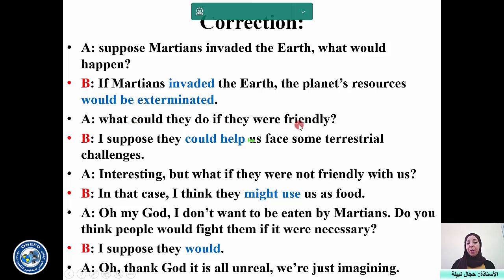What could they do if they were friendly? I suppose they could help us face some terrestrial challenges. Interesting, but what if they were not friendly with us? In that case, I think they might use us as food. Oh my God, I don't want to be eaten by Martians. Do you think people would fight them if it were necessary? I suppose they would. It's possible here to use would alone without a verb when you answer a kind of question like this, that is a yes-no question. Okay?